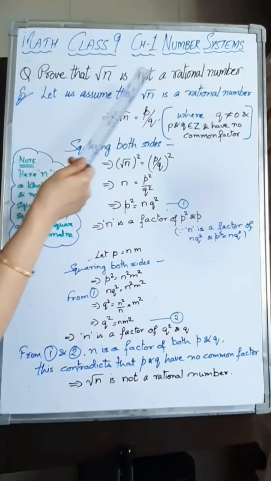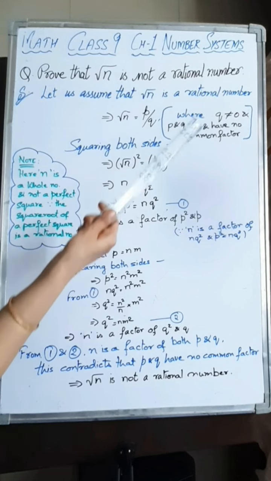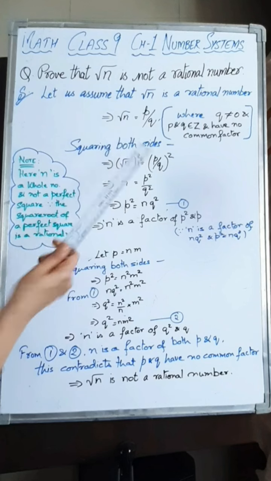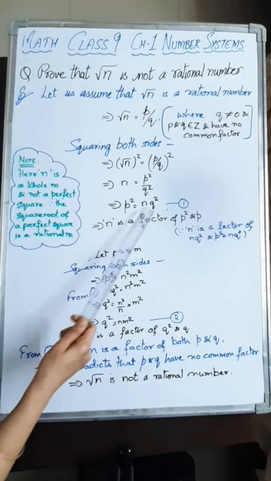When asked to prove that root n is not a rational number, here we will start with the assumption that root n is a rational number. That means we will equate it to p by q, where p and q do not have any common factor. We will square it on both sides and bring it to an equation form.